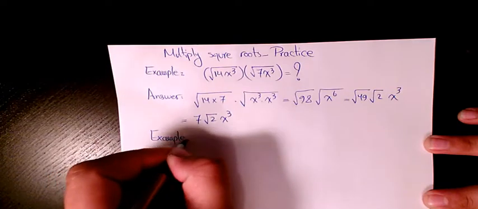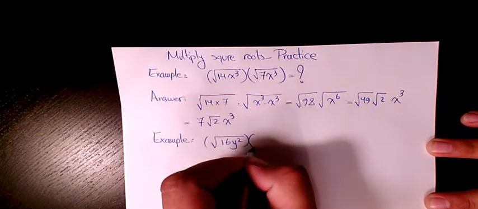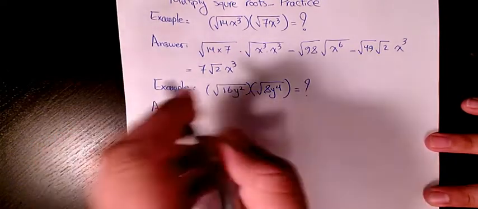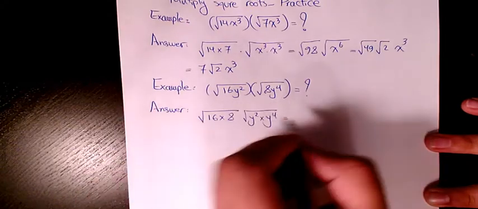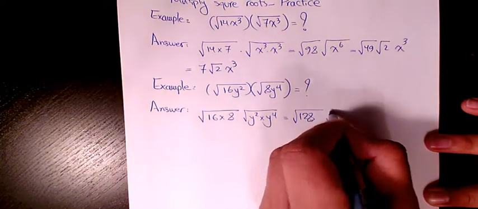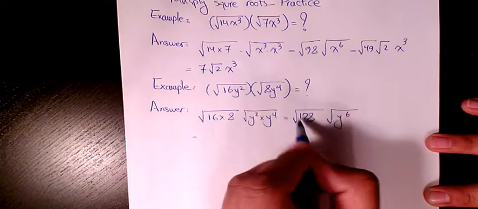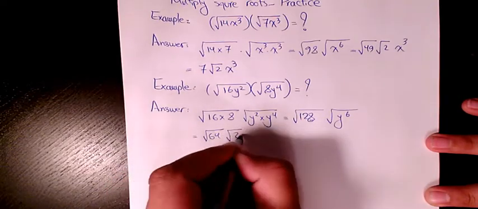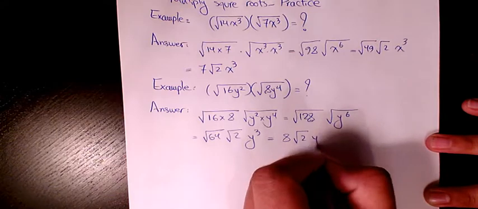Next example, we have root 16y squared times root 8y to the power of 4. The answer is 16 times 8 y to the power of 2 times y to the power of 4. 16 times 8 is 128, and y to the power of 2 times y to the power of 4 is going to be y to the power of 6. And here we are looking for a perfect square factor of 128. It's going to be 64 times 2. 64 times 2 is going to be 128. And the square root of y to the power of 6 is y cubed. Square root of 64 is 8, so we have 8 root 2 y cubed.